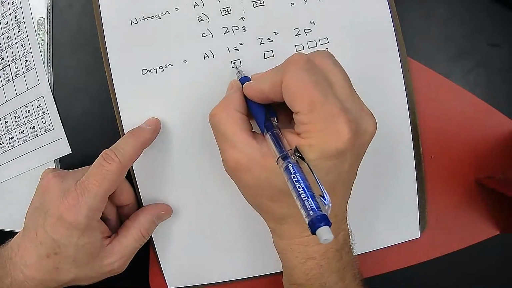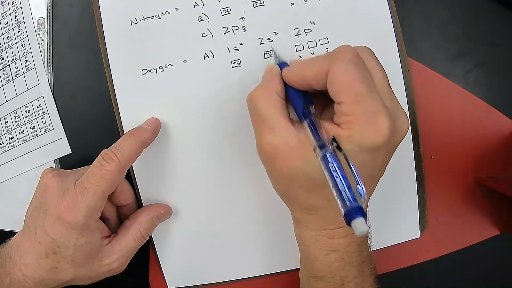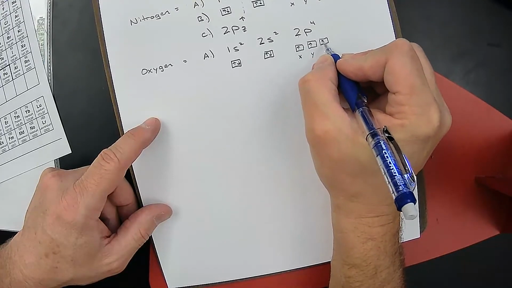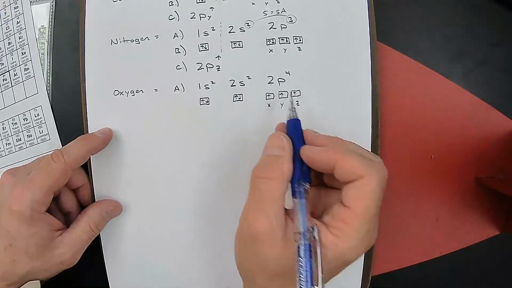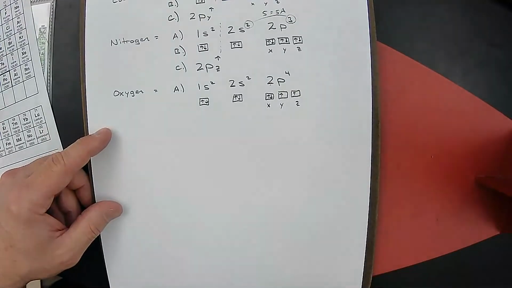We have an up and a down for the 1s. We have an up and a down for the 2s. Here we have an up, up, up. Now all of them are half full. The 4th electron is the down electron here.